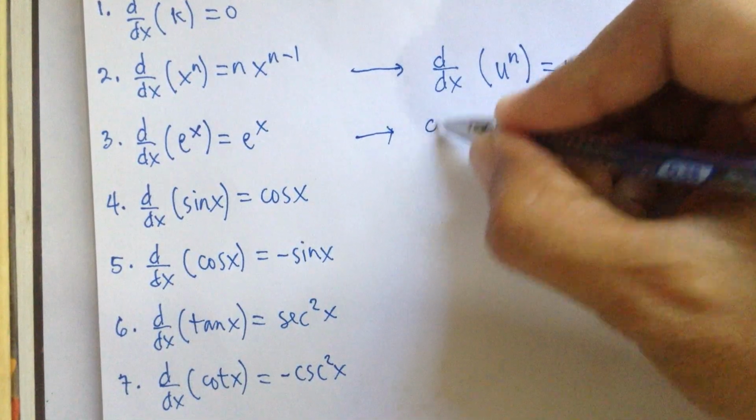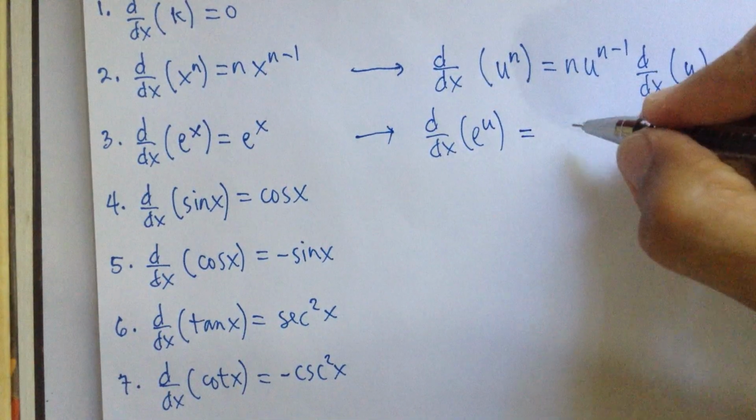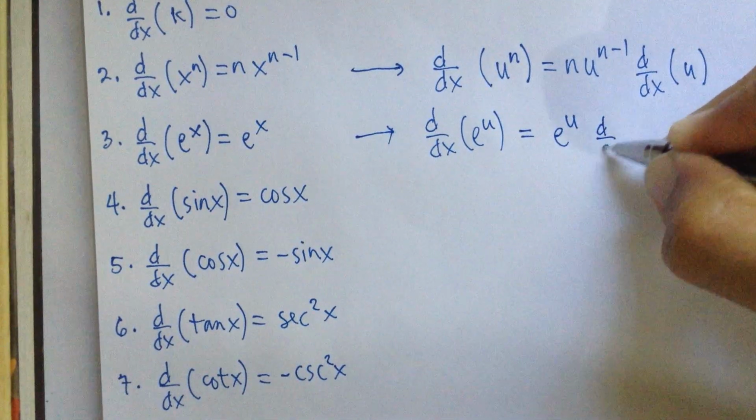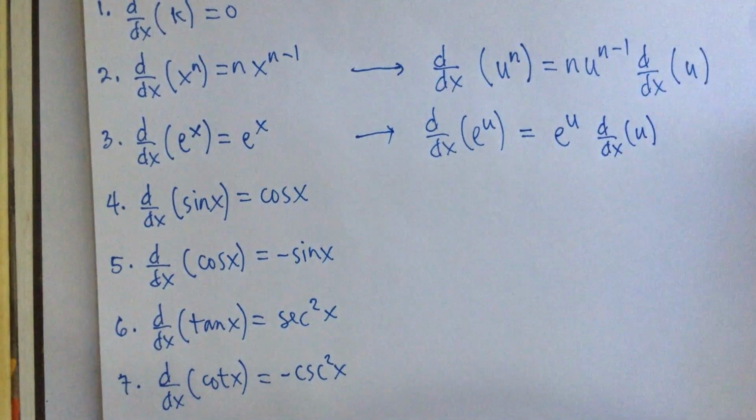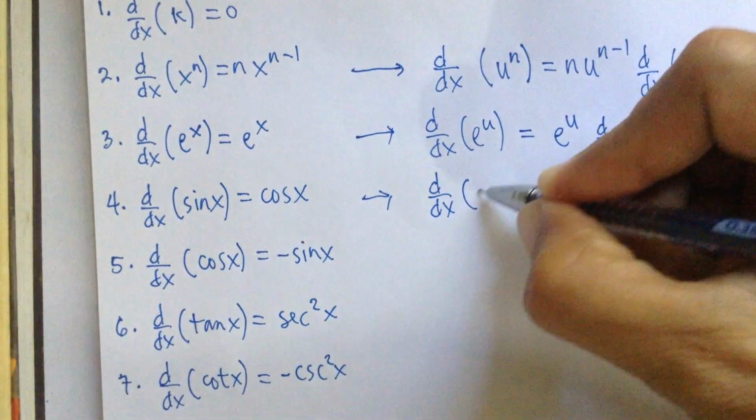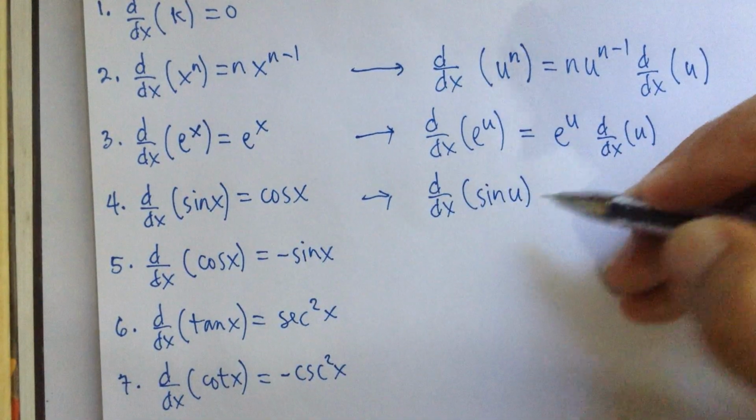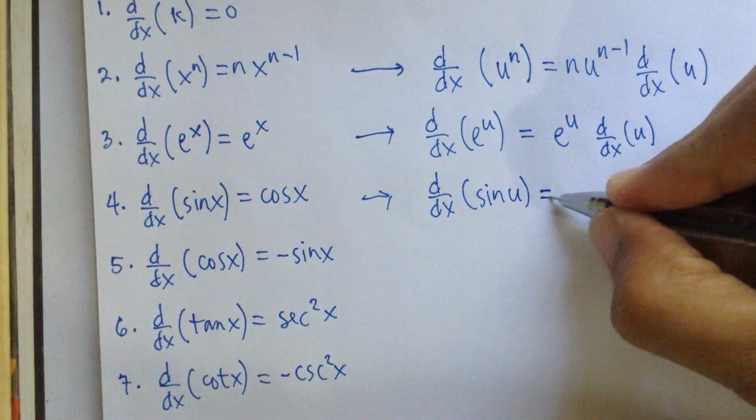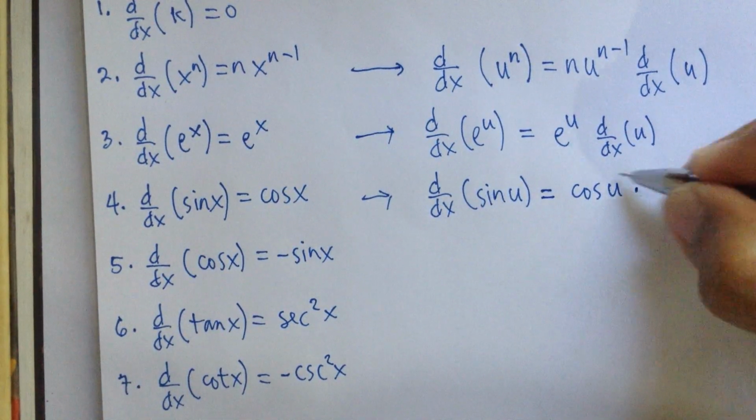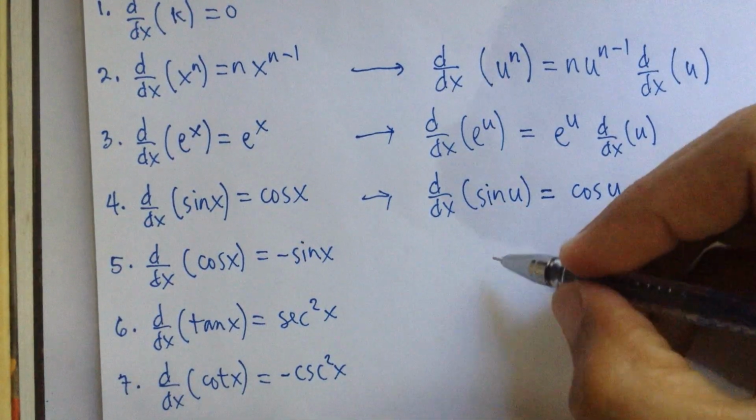For number 3, you can write that as the derivative of e to the u is equal to e to the u, but don't forget to find the derivative of u. This is the derivative of sine u. So you see, the argument now for sine is u, which is a function of x. It can be written as cosine u. So just follow the formula, but don't forget to find the derivative of u, and so on and so forth.